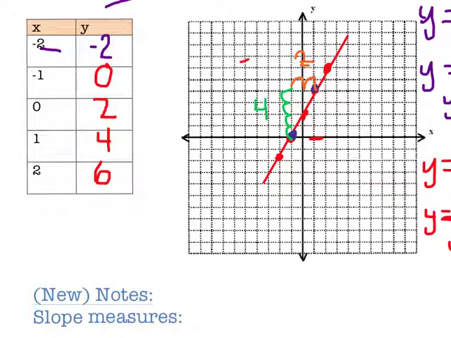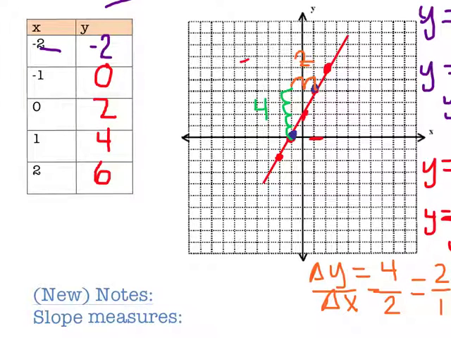So we would say that the change in y was 4 over the change in x is 2. So the slope here would be 4 over 2, or 2 over 1. This means that every time my line moves up 4 places, it moves over 2 places.